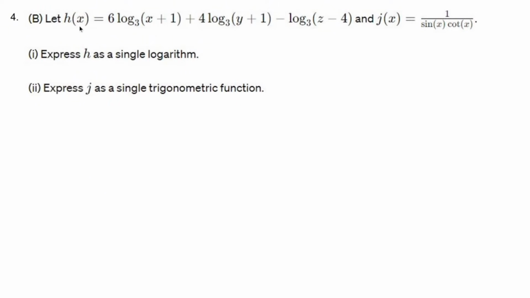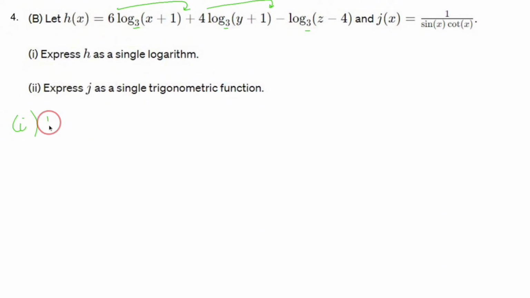All right, so what we have is h of x equals 6 log base 3 of x plus 1, plus 4 log base 3 of y plus 1, minus log base 3 of z minus 4, and j of x is some trig-looking thing. One says express h as a single logarithm. Ooh, I like these. Whenever you're adding and subtracting logs of the same base, which, by the way, we are, step 1 that you always want to do is deal with the coefficients. If you have a coefficient, you can simplify that by making it an exponent.